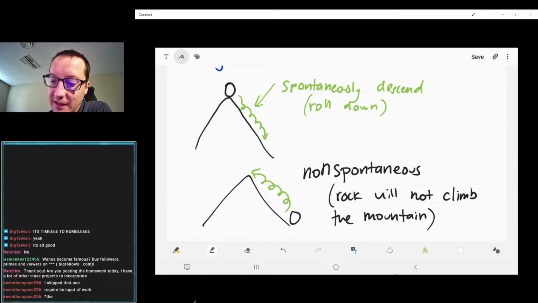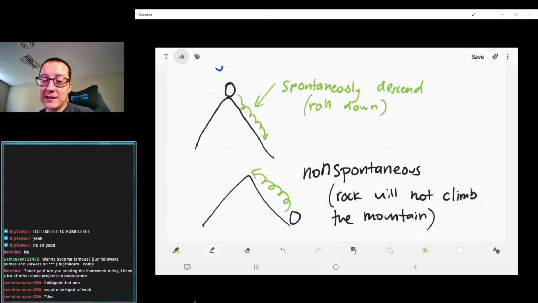So, with spontaneous processes, we're just looking at if something is going to happen by itself. That's all we're looking at. We're not looking at how fast things are happening. So, speed has nothing to do with spontaneity.